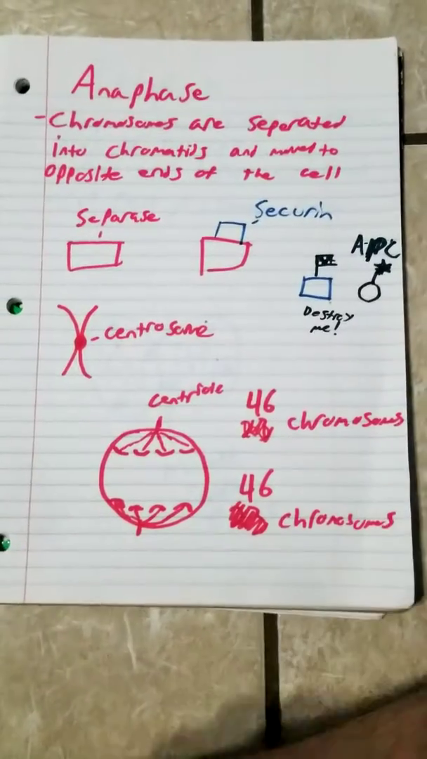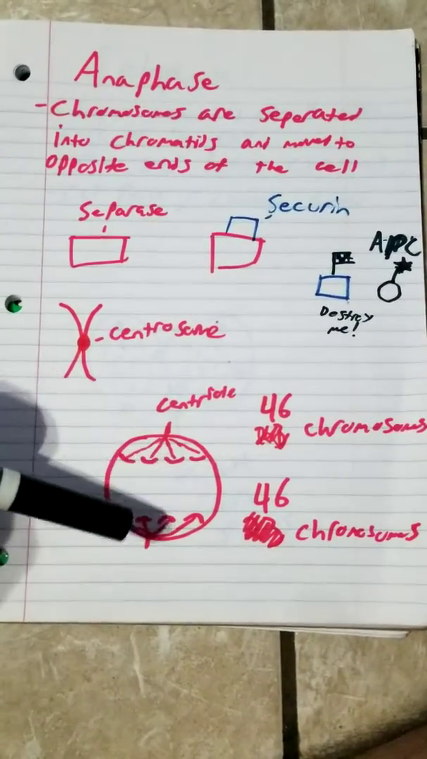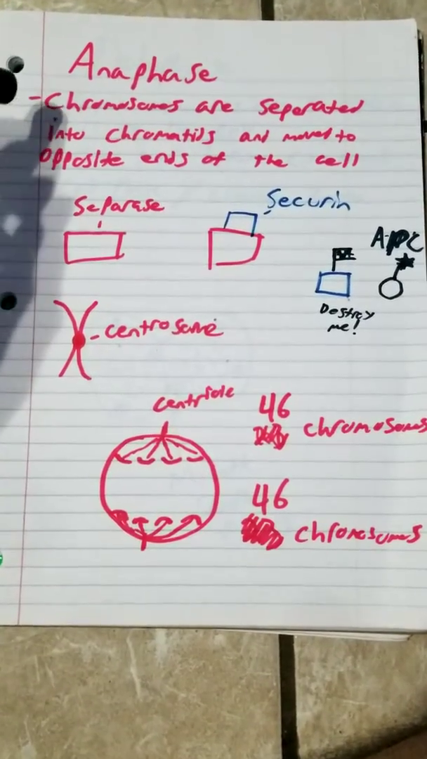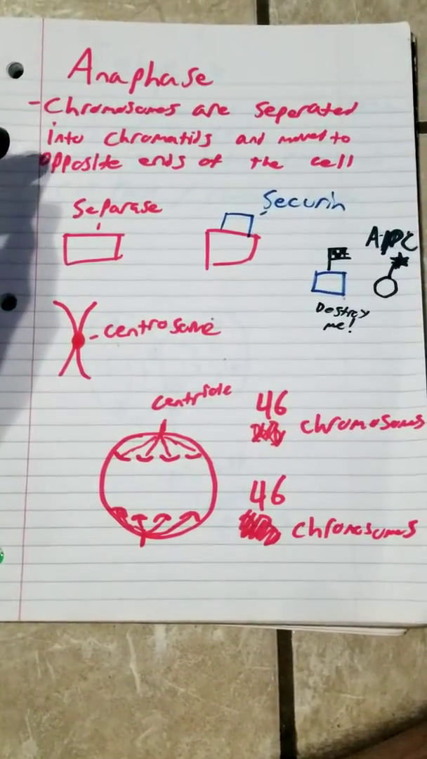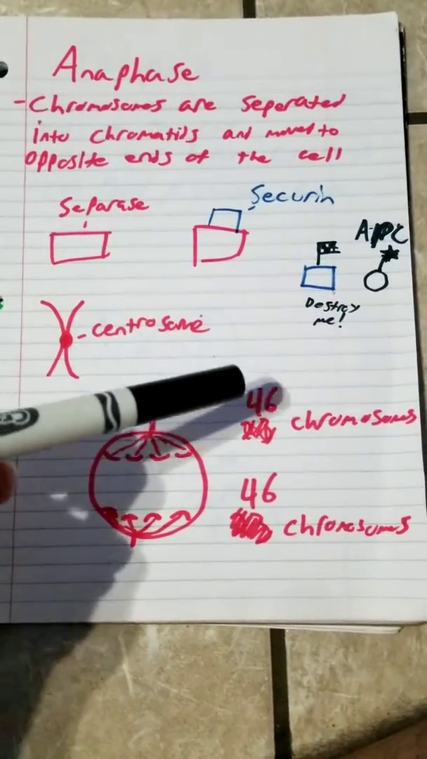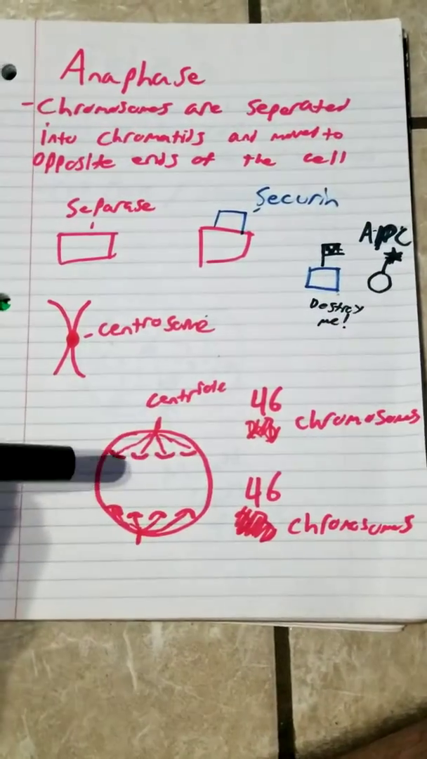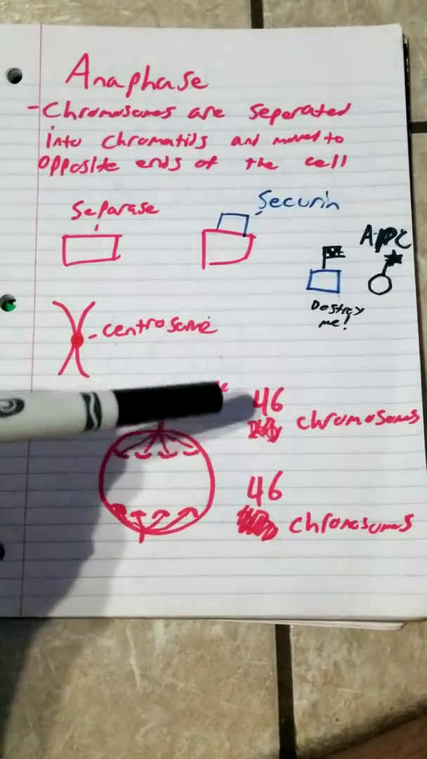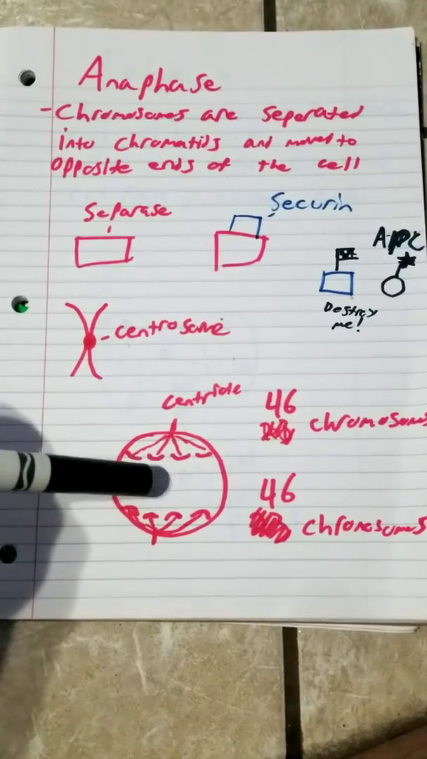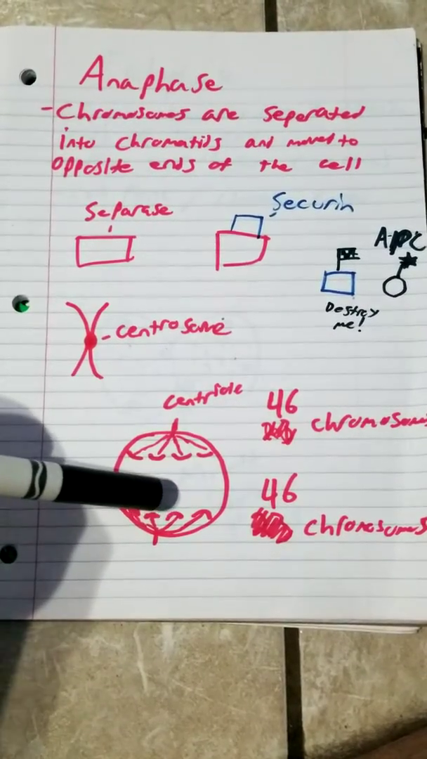Anaphase. This is the actual splitting of the chromosomes here. So, we're going to talk about how this happens. Chromosomes are separated into chromatids and moved to opposite ends of the cell, as you can see in the drawing here. We have the 46 chromosomes being separated into two 46 chromatid segments.